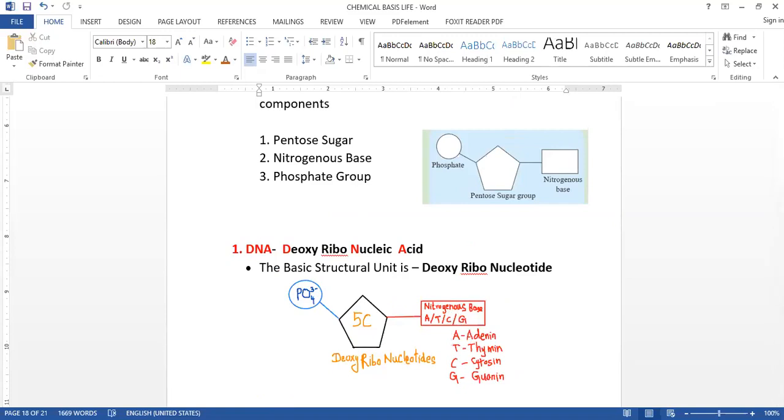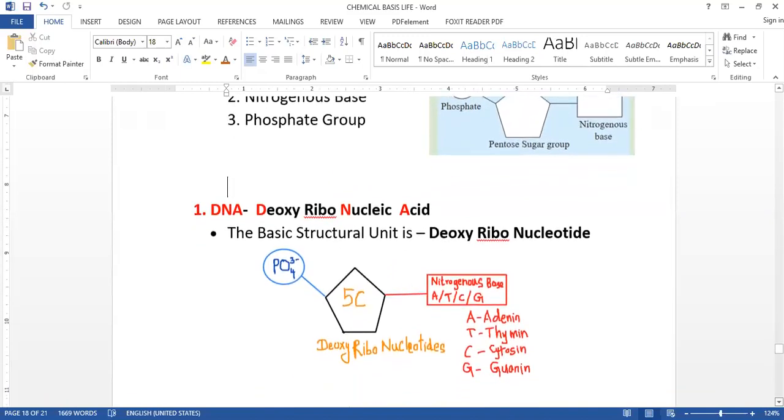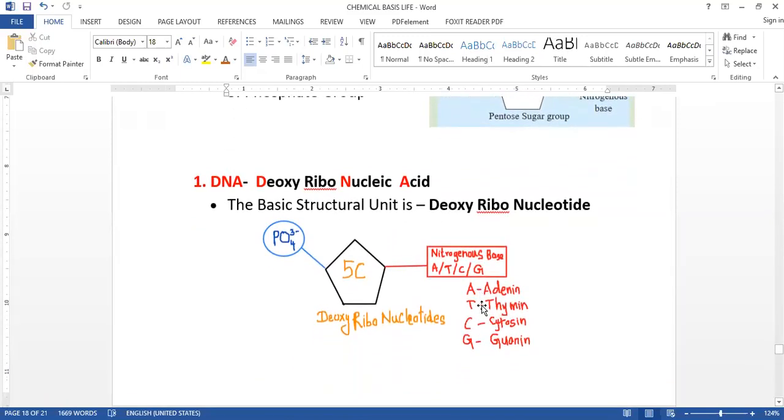And what are the nitrogenous bases you can find here? Sometimes in your class or in your book or in your school, they say these are not needed, but I have given them because it is needed. It's really needed. So there are 4 types of nitrogenous base that can be found in deoxyribonucleotide: ATCG, adenine, thymine, cytosine, and guanine.